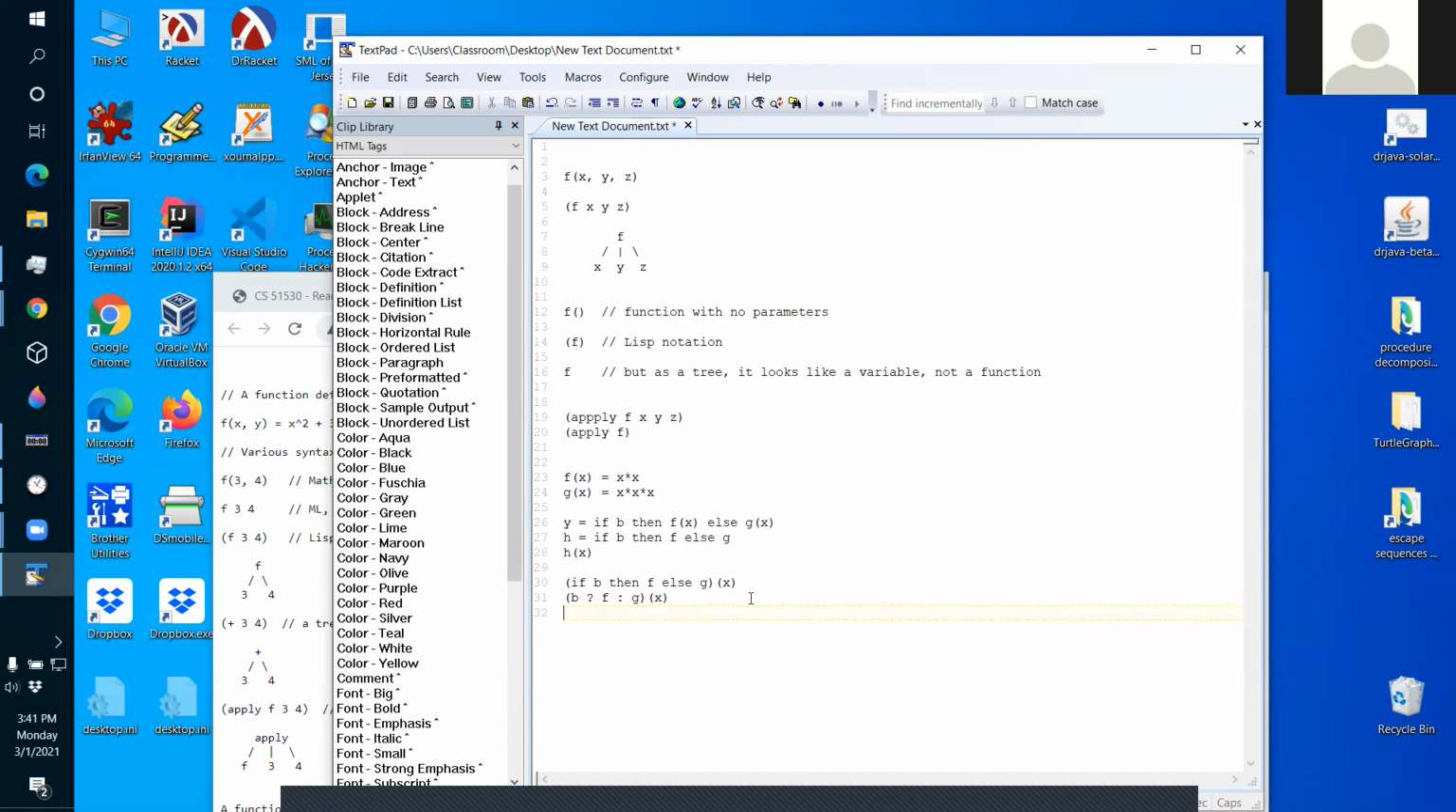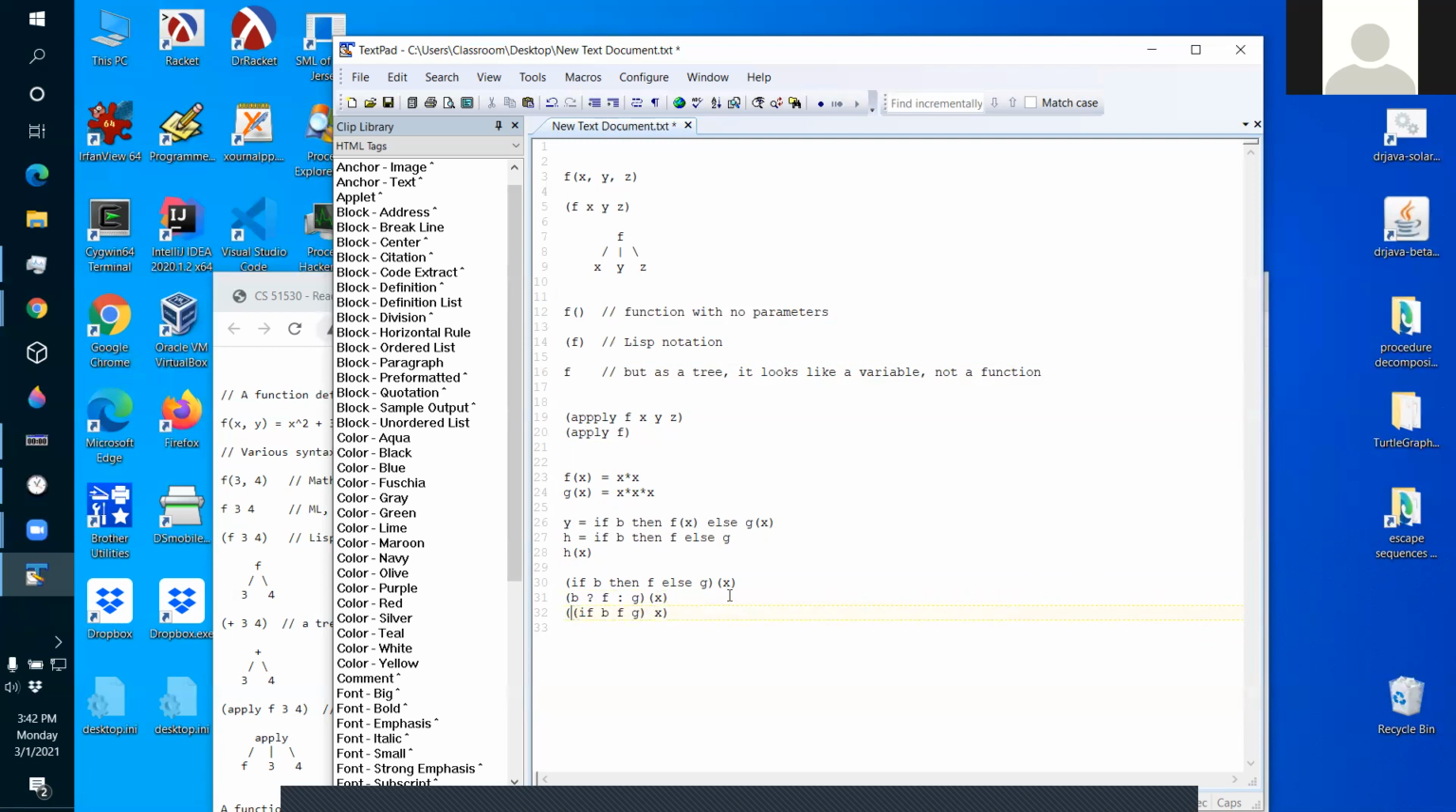Okay. Now, let's turn this into our language, our tree language. If we turn that into our tree language, it looks like the following. The if expression looks like this. If B, F, G. There's the if. And then that's the function we want to apply to X. Now, if we used Lisp notation, it would look like this.